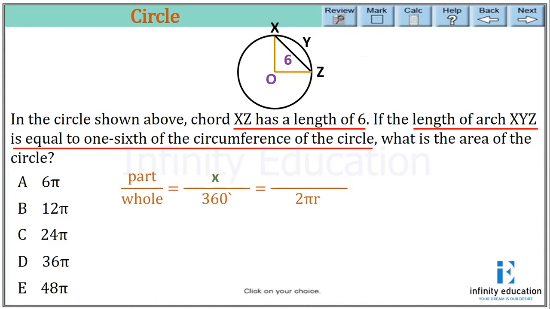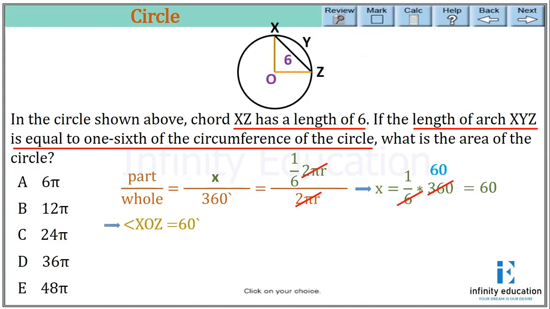If we don't know the central angle, we are considering that as x. So the arc length should be 1/6 of the circumference, that is 1/6 of 2 pi r. Now if we cancel this 2 pi r, we are left with x equals 1/6 into 360. Now if we do the simplification, we get angle x as 60 degrees. Now we have received the central angle XOZ as 60 degrees.